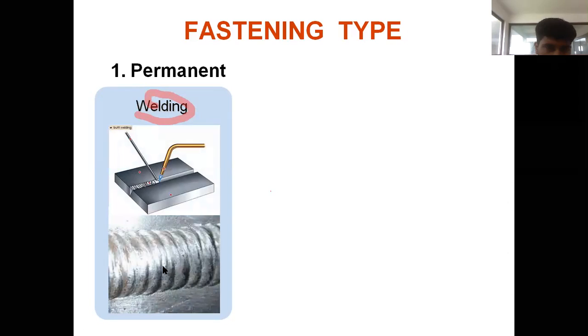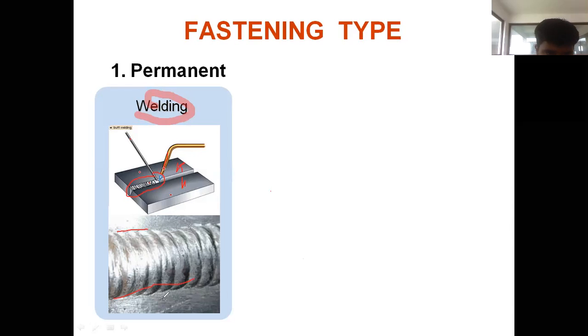The first one is welding. Welding makes a permanent joint. As you can see, this is how welding takes place. It is a process of joining two parts, but it is a permanent method. You cannot reassemble or disassemble the two parts. Here, with the help of connecting metal rods, we join the two parts. So this is a permanent joint. You can see over here it is being joined.